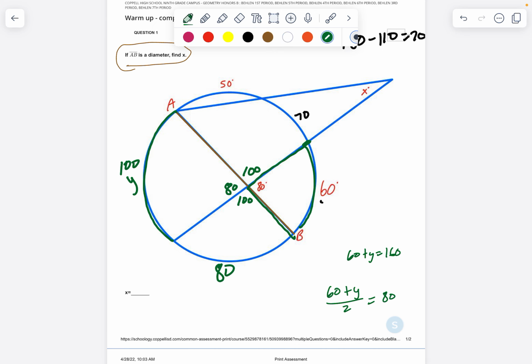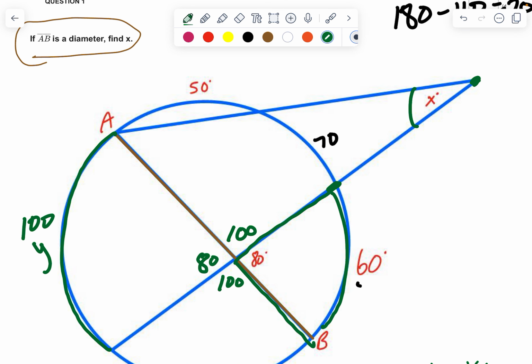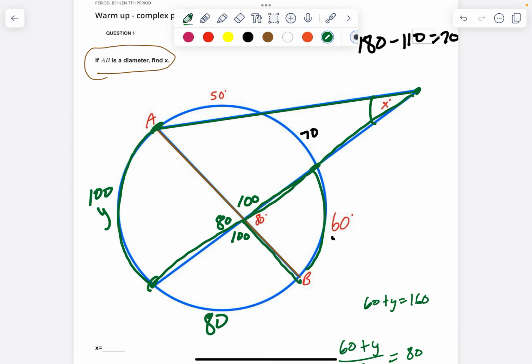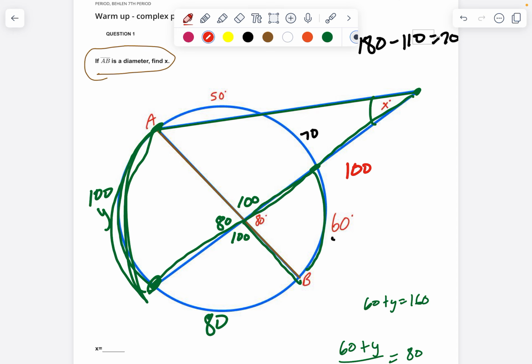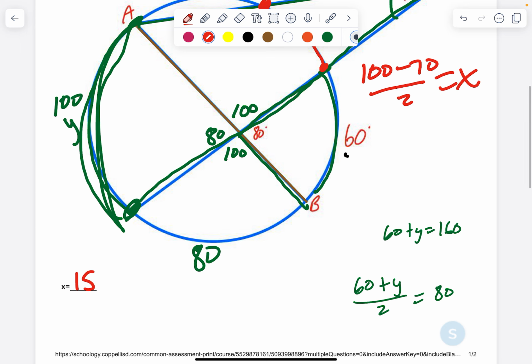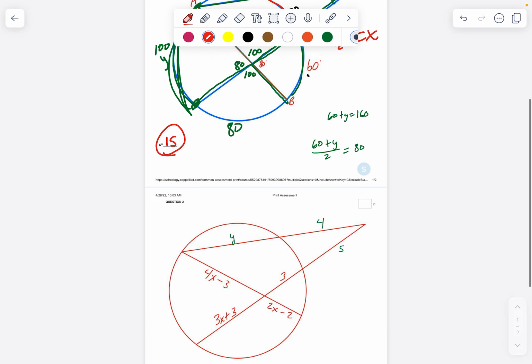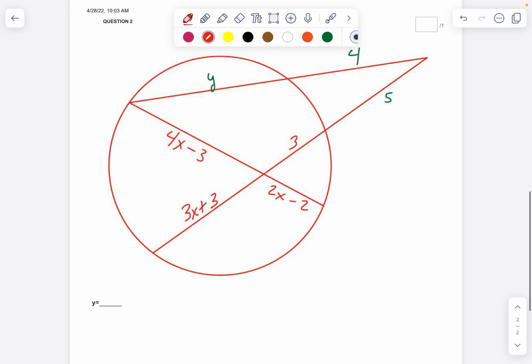We are ultimately trying to solve for x. So x is an exterior angle. X opens up to A, that's over here, and x opens up to this spot. That means this 100 is the big arc for x. And so to work on x, we're going to do big arc, 100, minus the small arc, 70, divided by 2. And that's going to equal x. And when you solve that, you're going to get x equals 15. So x would have to be a 15-degree angle. Some good stuff there. All right, second picture, maybe a little bit harder.